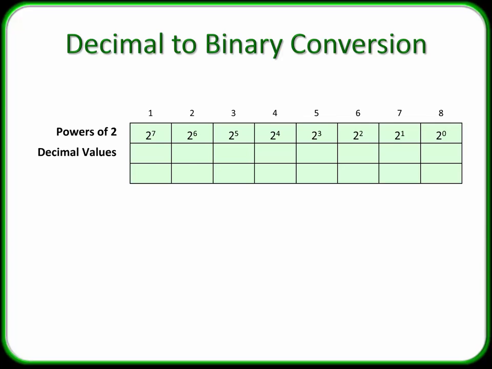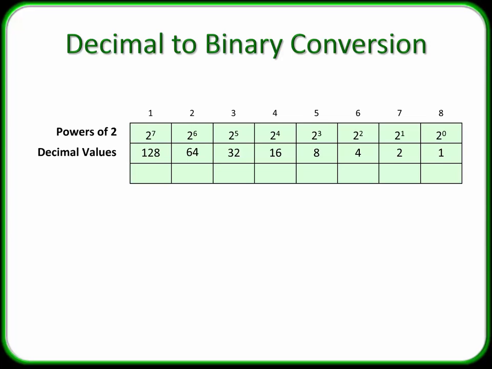The second row then is the decimal value row, and in this row what we do is we put in the conversion of each of the powers of 2 into its decimal equivalent. So 2 to the 0 power is 1 in decimal, 2 to the first power is 2 in decimal, 2 squared is 4, 2 to the third power 8, 2 to the fourth power is 16, 2 to the fifth 32, 2 to the sixth 64, and 2 to the 7th, 128. So those are each of the decimal values, the decimal representations of each of those powers of 2.